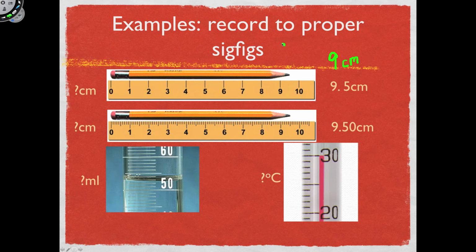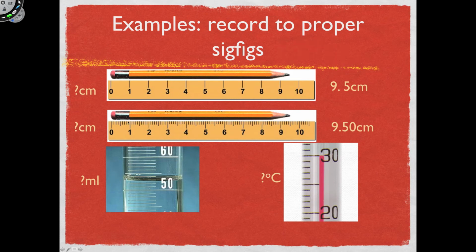Well, what if I wrote 9.51 centimeters? How's that? Well, I'm guessing the 5 and I'm guessing the 1, so you can't guess twice. This is too precise. So it would be incorrect to record the measurements this way for this ruler. Well, let's jump down to the other ruler.